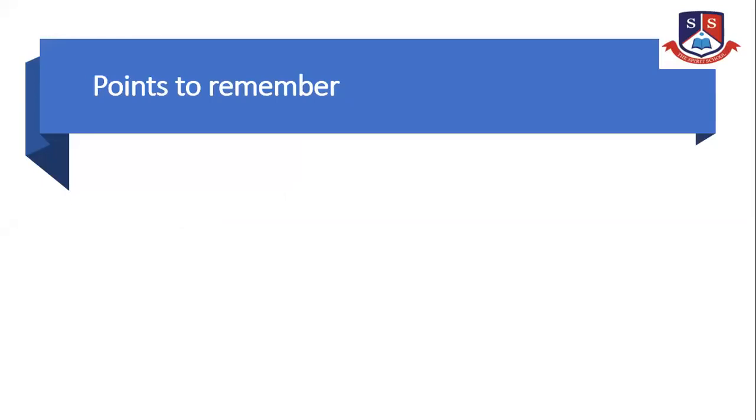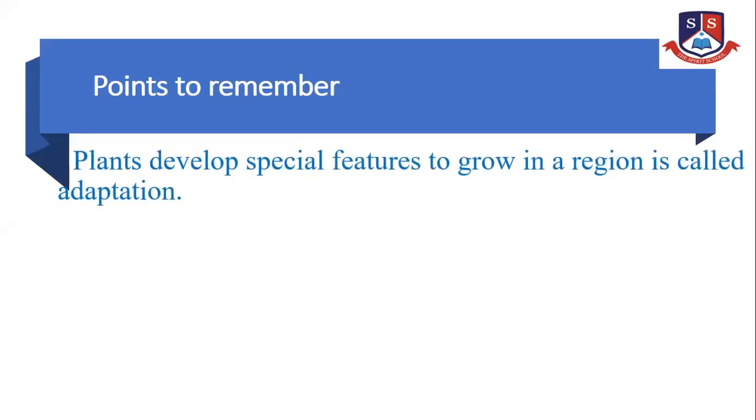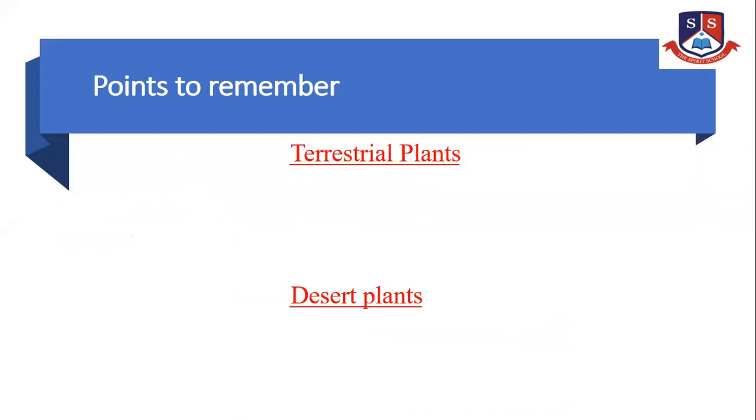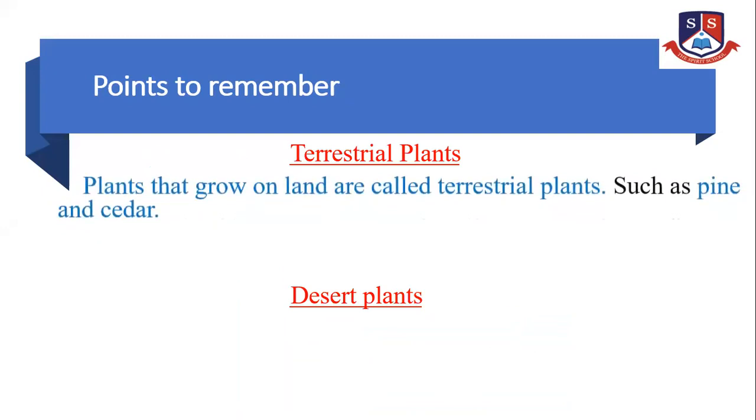Points to remember. Plants develop special features to grow in a region, which is called adaptation. How many types of plants? There are two types of plants, terrestrial plants and aquatic plants. What are terrestrial plants? Plants that grow on land are called terrestrial plants, for example, pine and cedar.